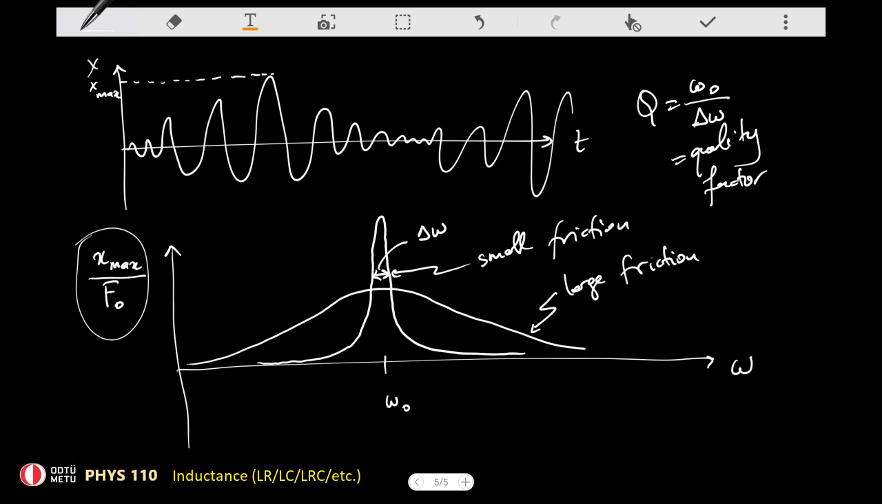All right, so we also essentially see the same thing for the electronic circuits. In that case, the response is the current divided by, for example, the input EMF. In that case, we also have this kind of a resonance curve for the response of an electric system.